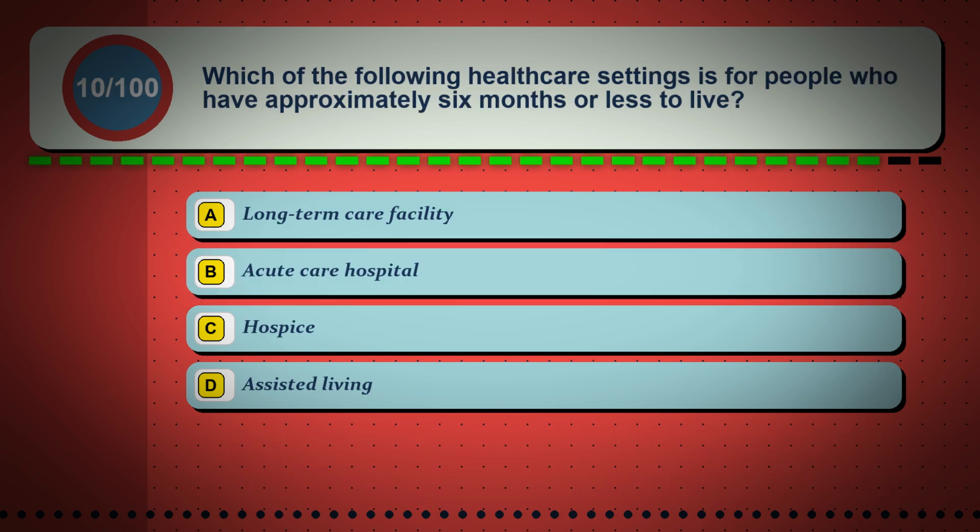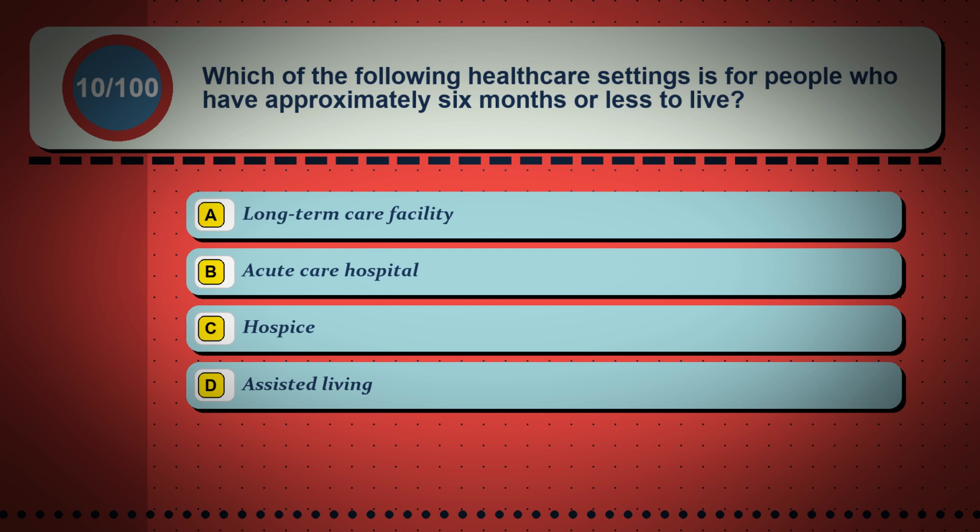Question 10. Which of the following healthcare settings is for people who have approximately 6 months or less to live? Option A. Long-term care facility. Option B. Acute care hospital. Option C. Hospice. Option D. The assisted living.